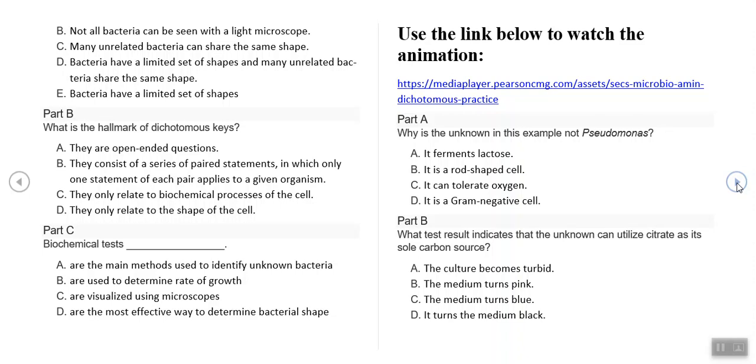And so for my students, we won't make our dichotomous keys based off of yes or no. We're going to use positive or negative, which means it did react, it didn't react. It is this or it's not that. But it still works the same way. They're yes or no statements.